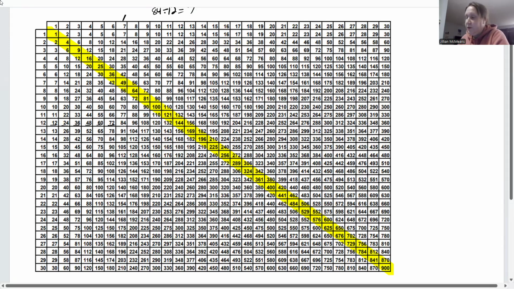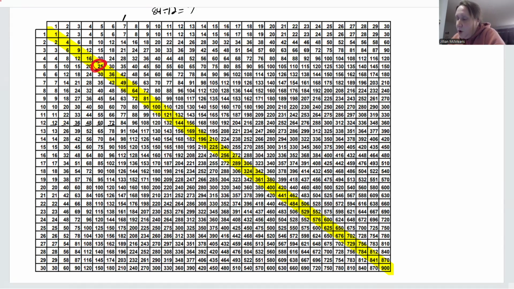For example, we were looking at 25 a minute ago. If you go down the diagonal and find 25, you'll notice the row and the column match. That tells me it's a perfect square. So this tells me 5 times 5 is 25. Let's try another one. Let's do 625. So 625 is here on the diagonal.